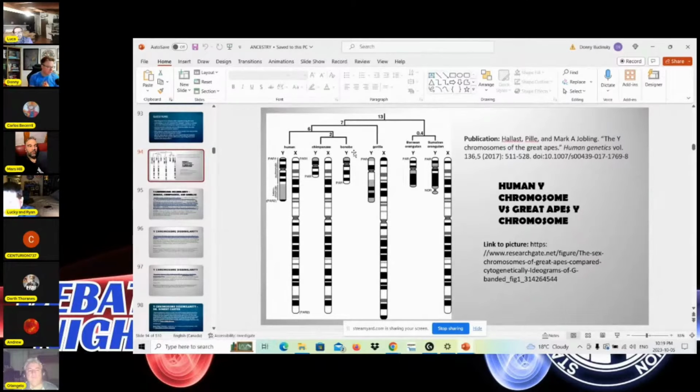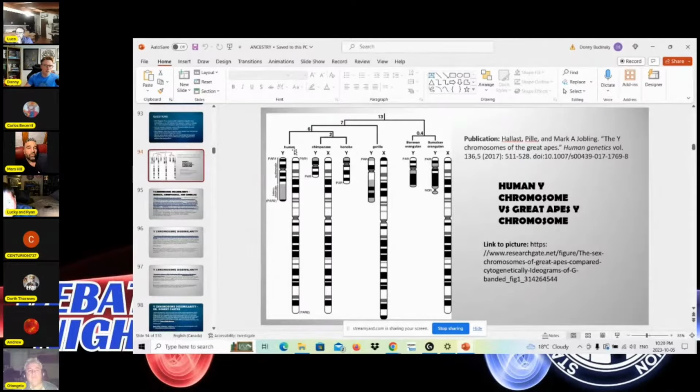Anyways, to make a long story short, when you consider overall gene content, size differences, and architecture, the human Y, and you can see it here on the picture, is only about 35 to 40% the same as the chimpanzee Y. You notice the gene content's totally different. The architecture is different. It's half the size. So right off the bat, you're starting at 50%.